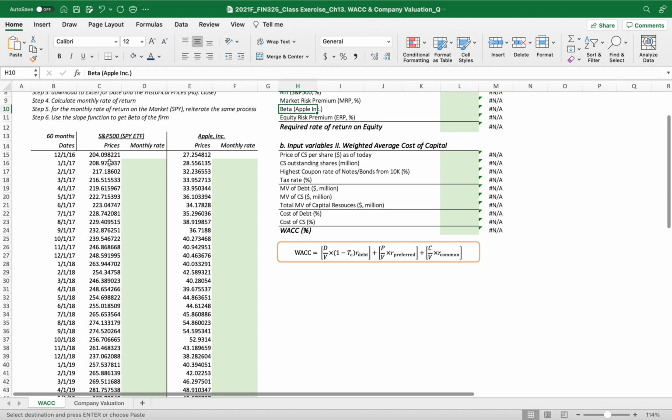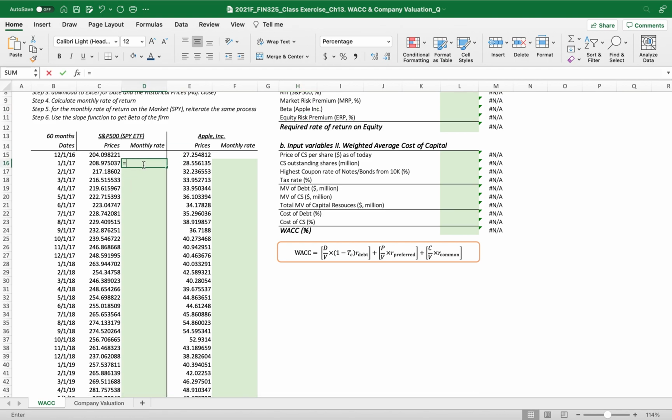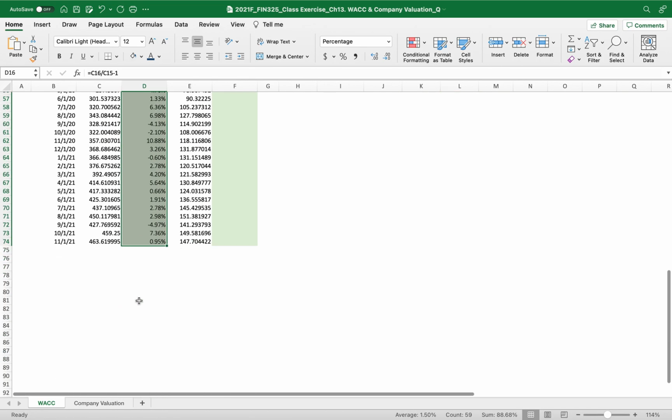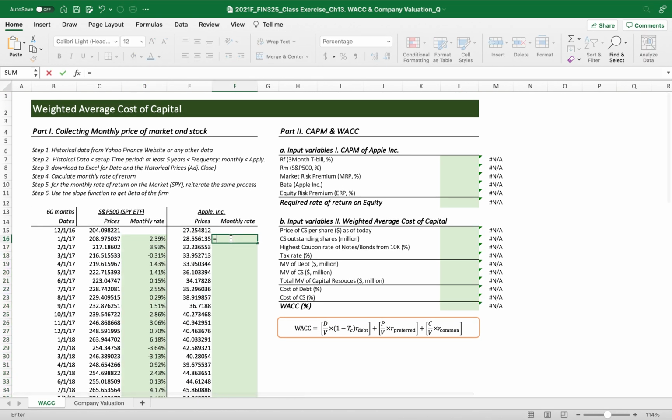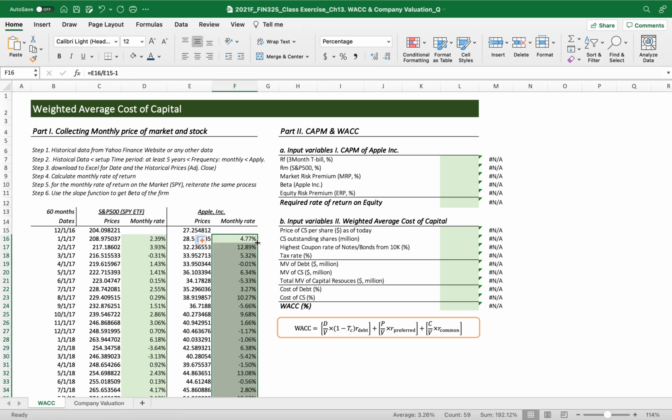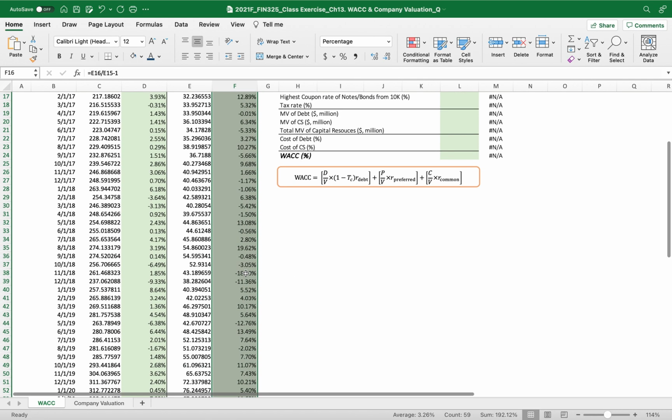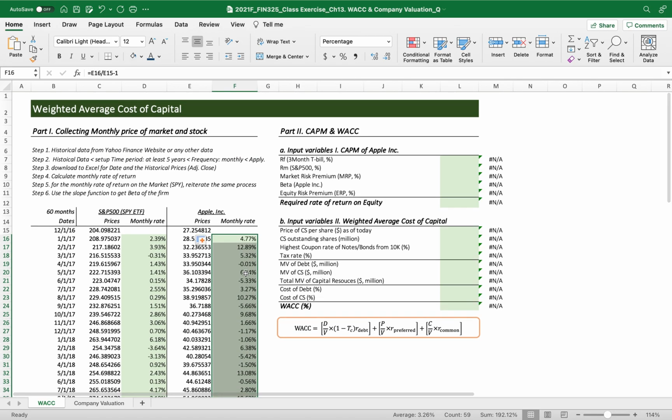So once we collect all the price information, let's calculate the recent price divided by the old one, minus one. And then we get the monthly rate. Let me just double click, and then you create all the monthly rates of return. The monthly rate of return of Apple, we can also calculate in the same way. And then let's just click. So we got all the monthly rates of return.